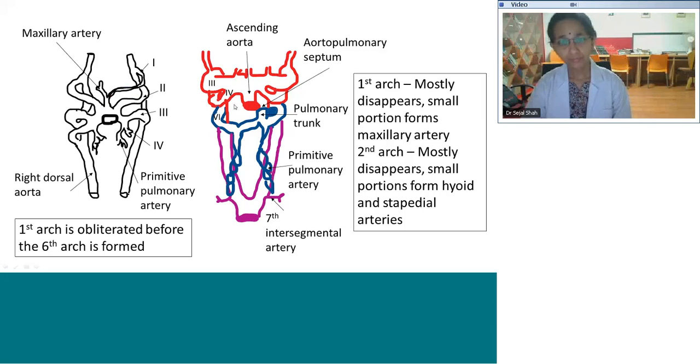And here you can see that a stage later than this, you have the ascending aorta and the pulmonary trunk, which is formed by the time the 1st and the 2nd arches disappear completely. The 1st arch, after it disappears, forms a part of the maxillary artery, and the 2nd arch also completely disappears and forms the hyoid and the stapedial arteries. So the maxillary, hyoid and stapedial are formed from the 1st and the 2nd arches, and they do not contribute to any significant proximal bifurcation of the aortic arch.